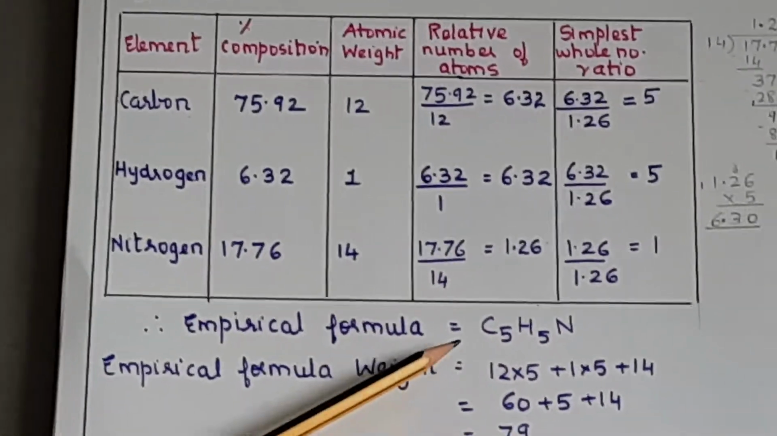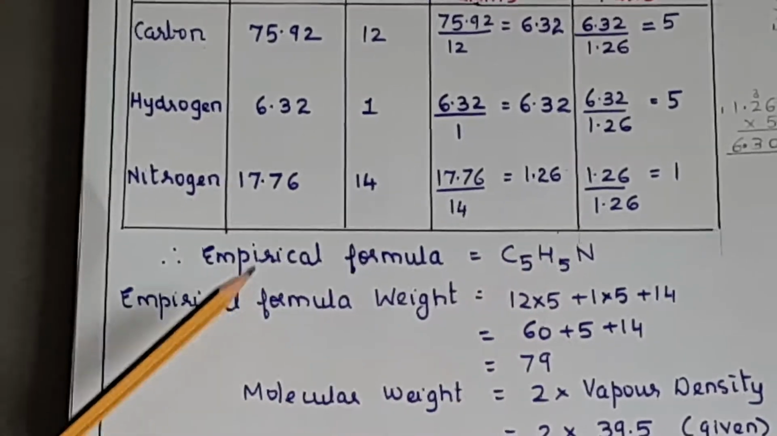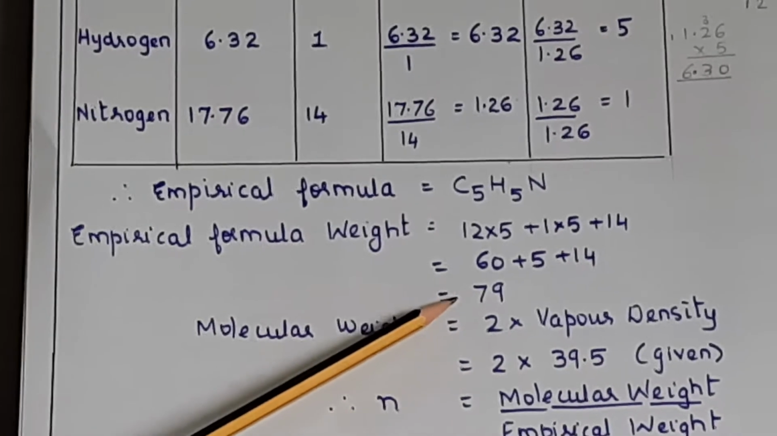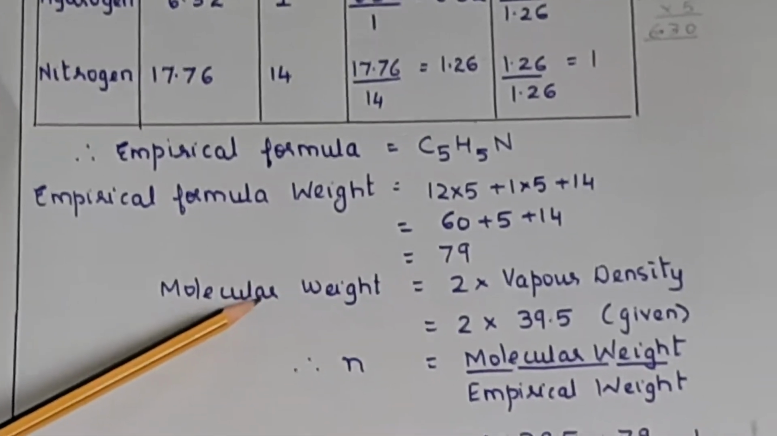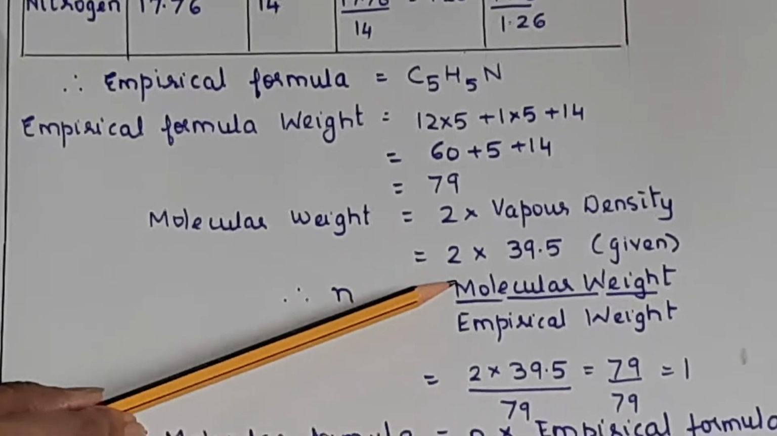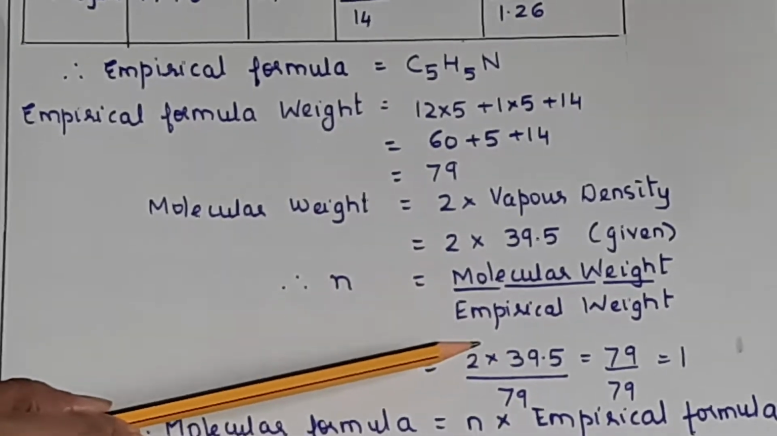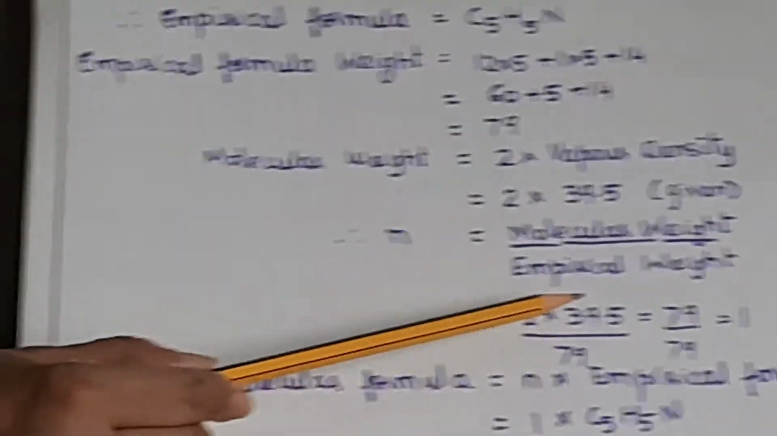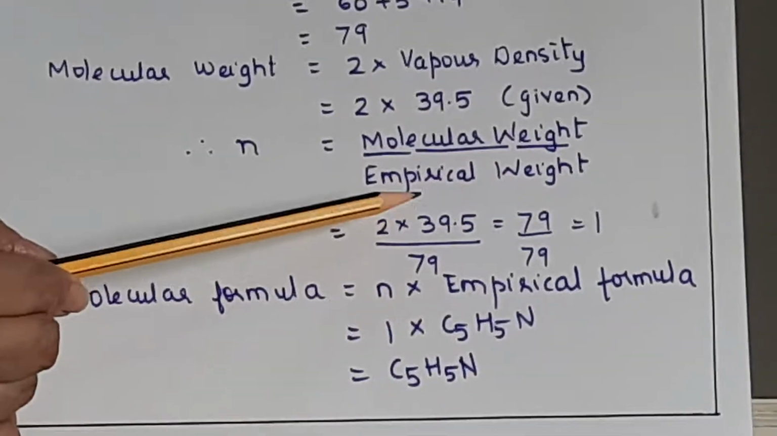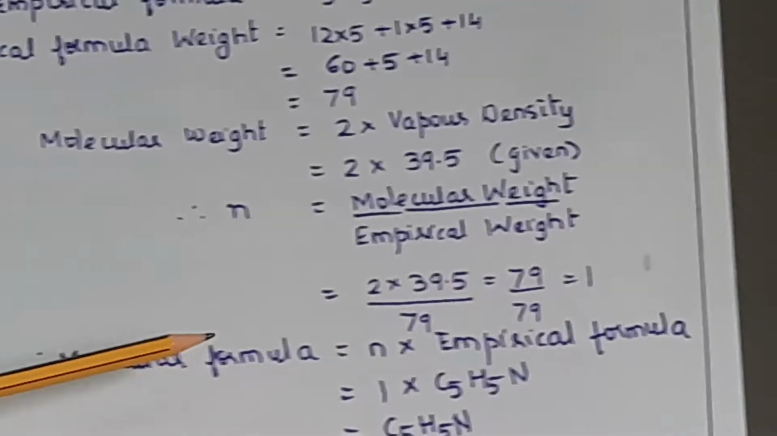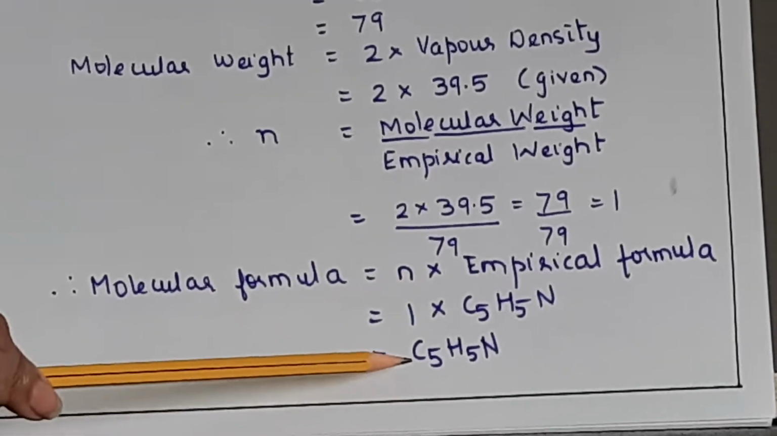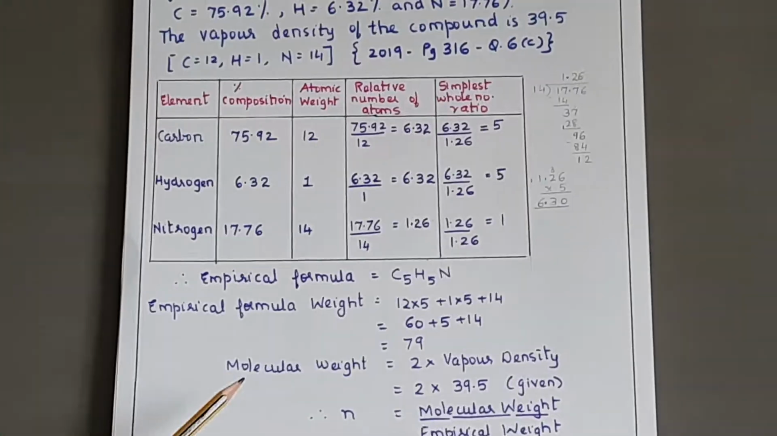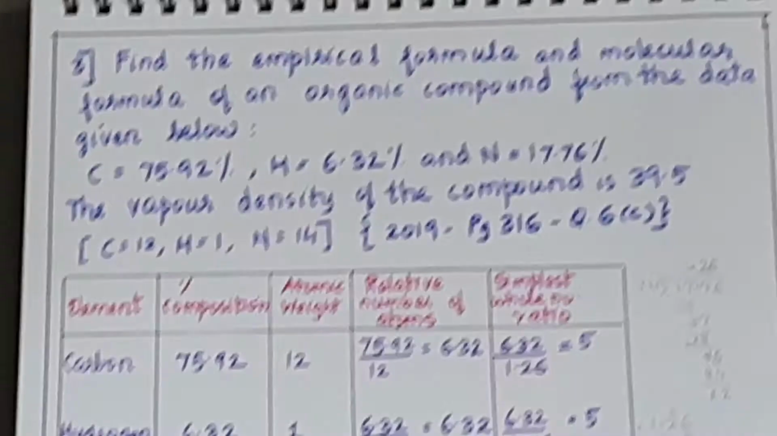So empirical formula will be C5H5N. Now find the empirical formula weight by substituting the atomic weights, that gives you 79. Now find the value of N. So N will be molecular weight upon empirical formula weight. Now it will be 2 into 39.5 by 79 because vapor density is given. So in this case the value of N is 1. So molecular formula will be the same as the empirical formula. Okay, is it clear? So just note this down first and then we'll conclude the session.